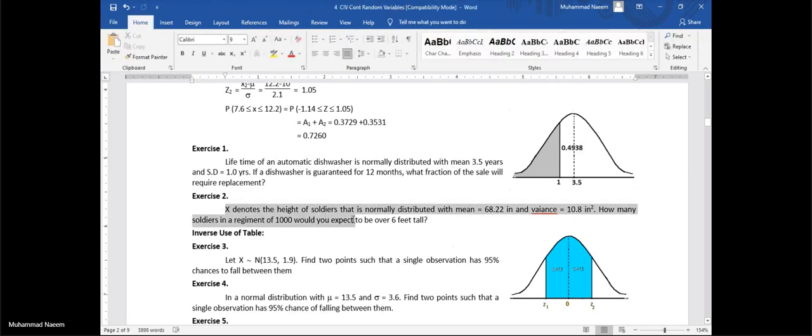Similarly, x denotes the height of the soldiers that is normally distributed. So quickly draw the diagram and highlight the mean value.